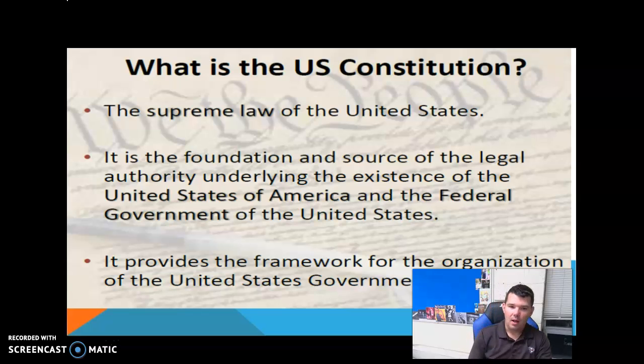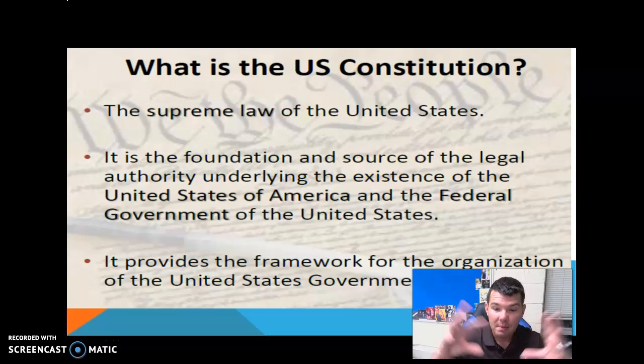For instance, as we'll learn about in the next couple slides, under the Articles we only had one branch of government, which was the legislative branch. Now under this form of government, we're going to have three branches of government. We will have a president, and all three branches are going to be equal. So that leads us into, okay, well, what is the U.S. Constitution? It is the supreme law of the land.